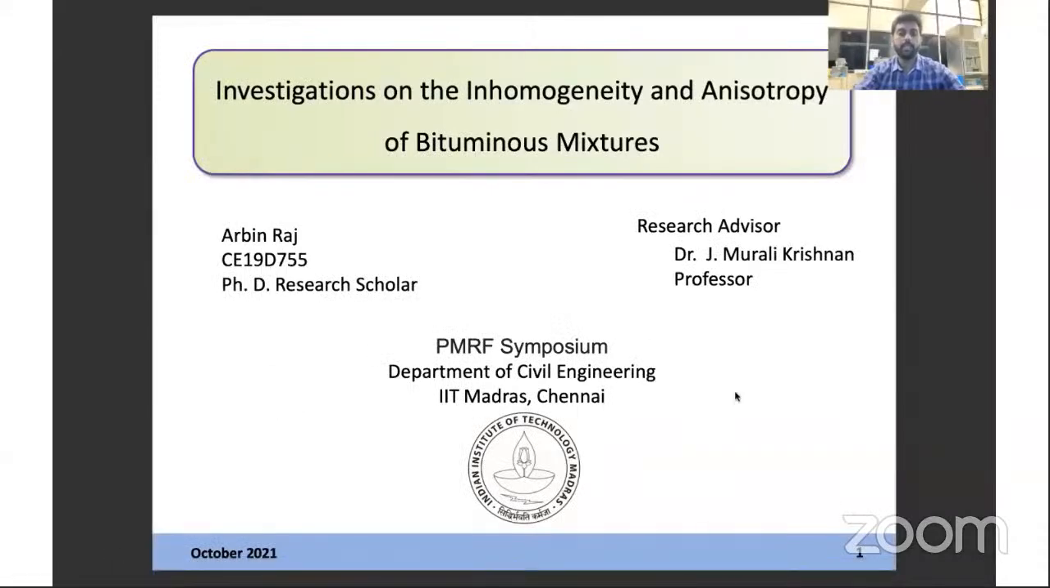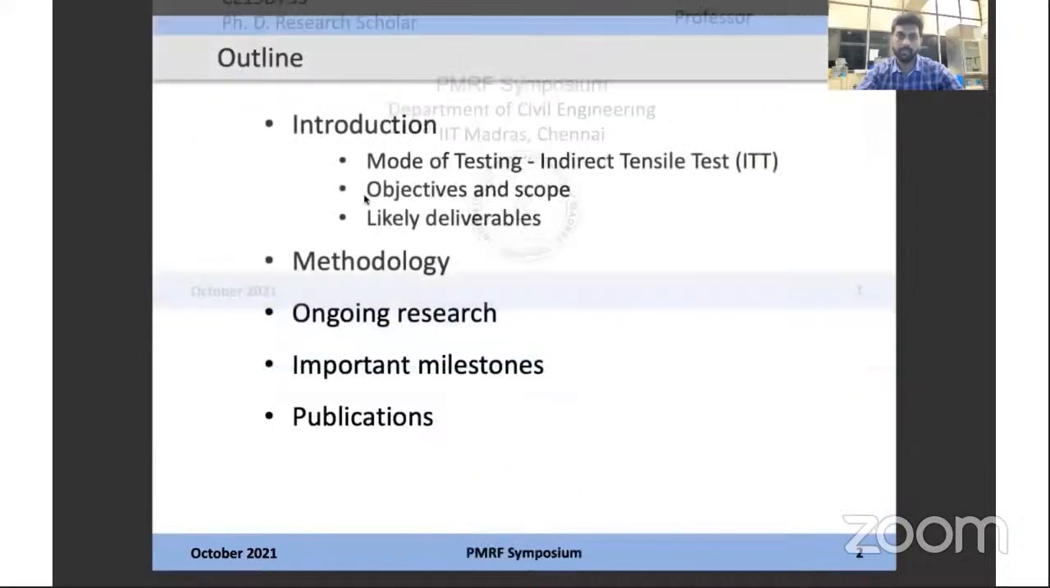Hi everyone, myself Arbin Raj, a PhD research scholar from the Department of Civil Engineering. My research advisor is Dr. J. Murali Krishnan. Today, I am giving a talk on my research topic, investigations on the inhomogeneity and anisotropy of bituminous mixtures. The presentation is designed as follows.